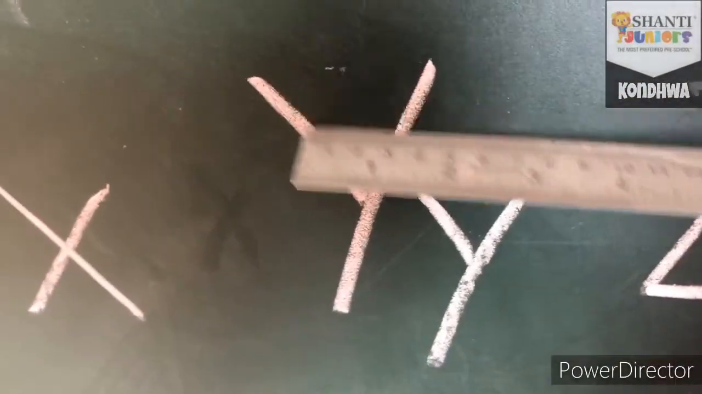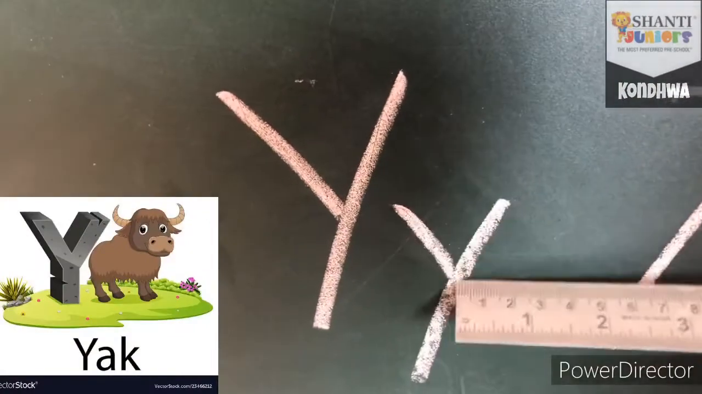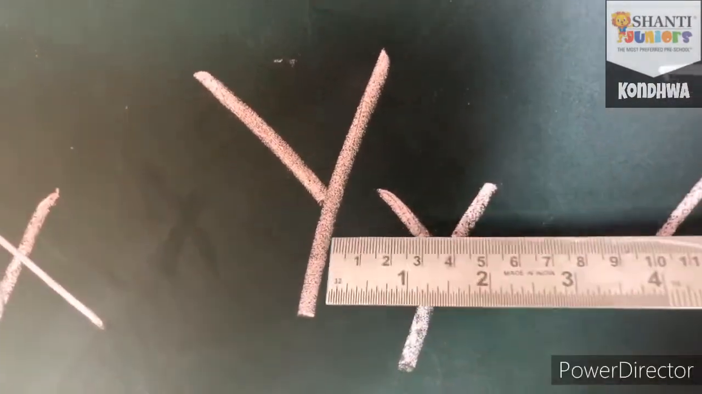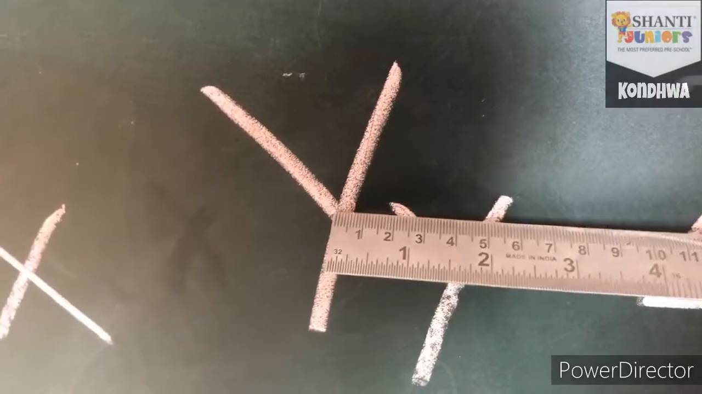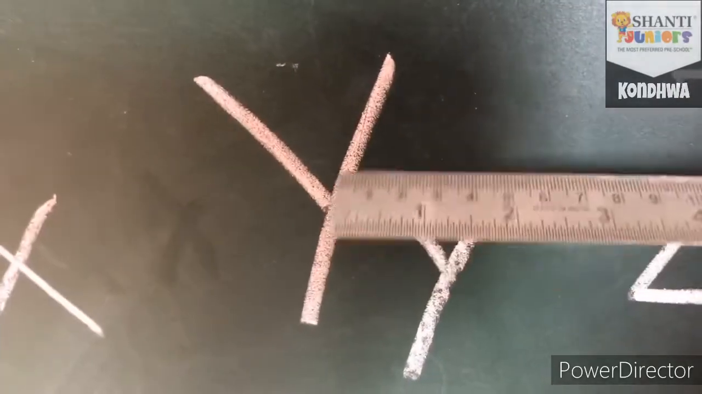This is capital Y and this is small y. What comes from the Y? Y for yak and Y for yo-yo. Now we'll go to the next letter.